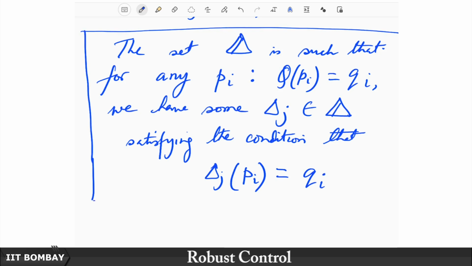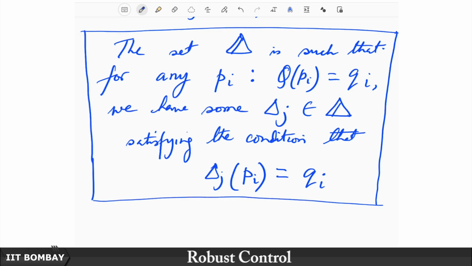Let me try to go a little slowly over this and try to explain what I am saying here. Look, you have this complicated looking map, this nonlinear map, maybe static or dynamic, which is captured by this Q, right.